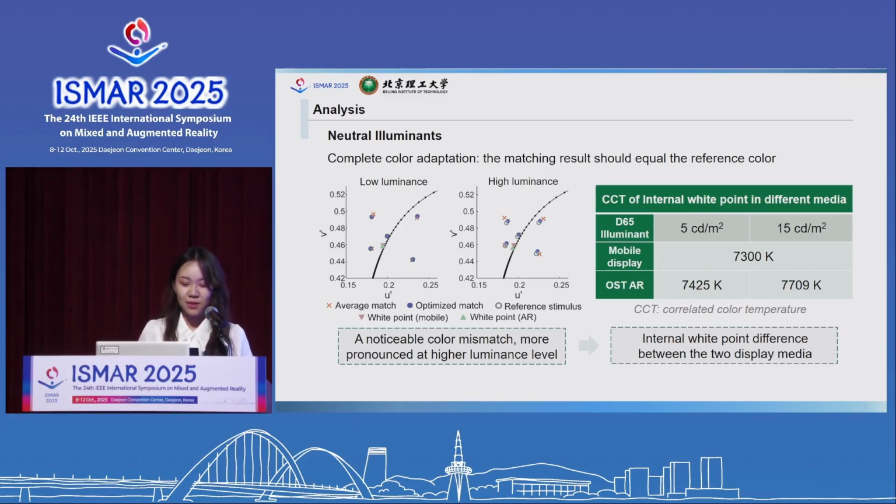However, there is still a noticeable color mismatch between them, and the color difference is more pronounced at higher luminance levels. We suggest that there may be some difference between the internal white points of these two display media. So we calculated the CCT, the correlated color temperature of different media. We can see from the table that the OST-AR has a slightly higher CCT of internal white point compared to the mobile display, and this difference is more pronounced at higher luminance. So there is indeed an internal white point difference between the two display media.